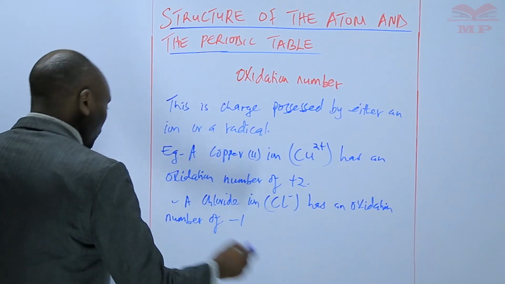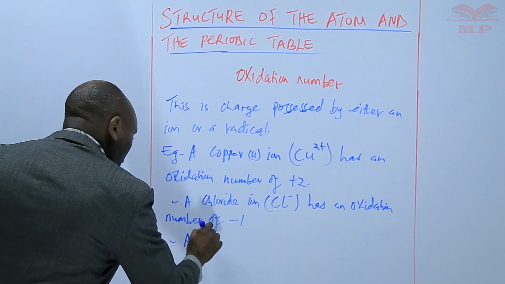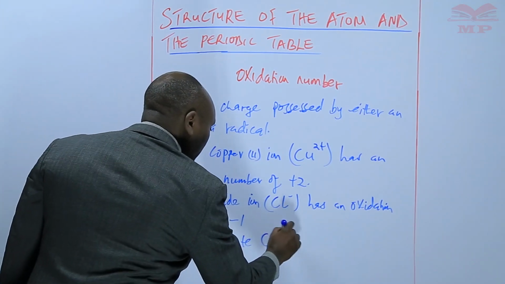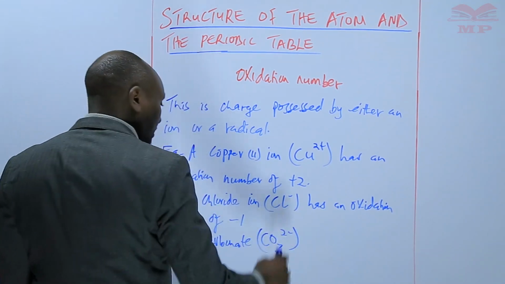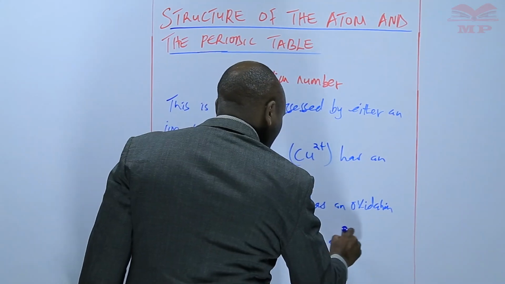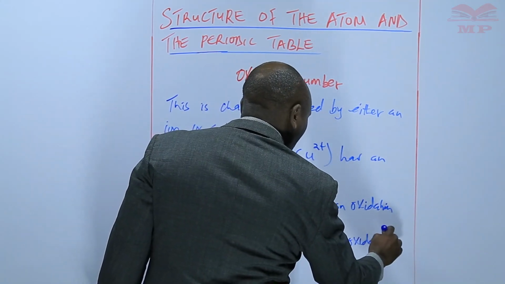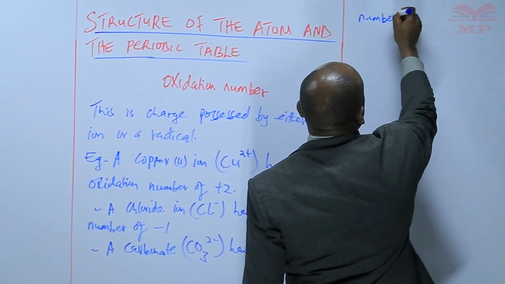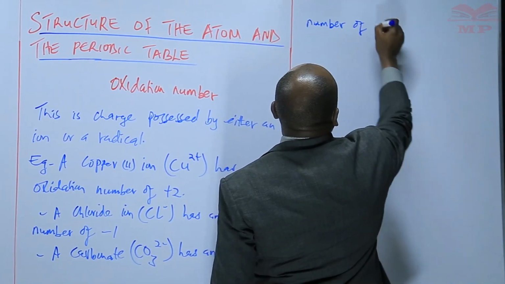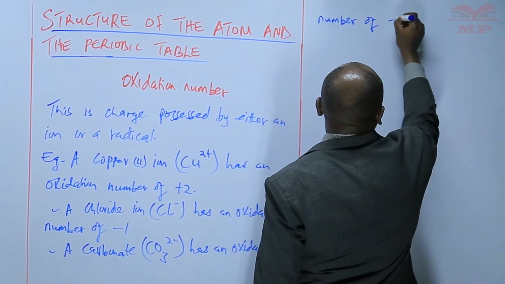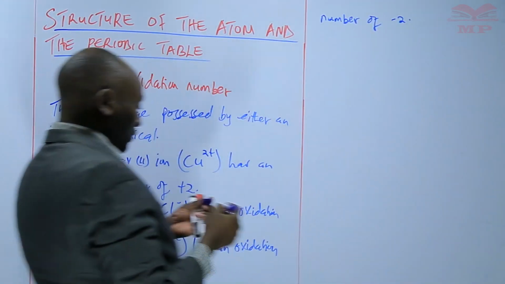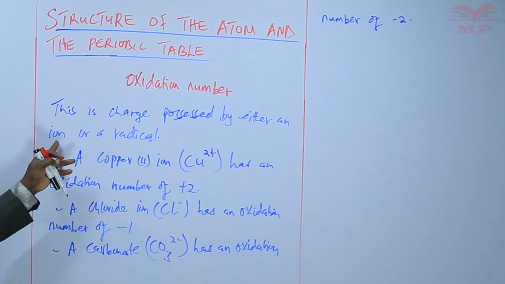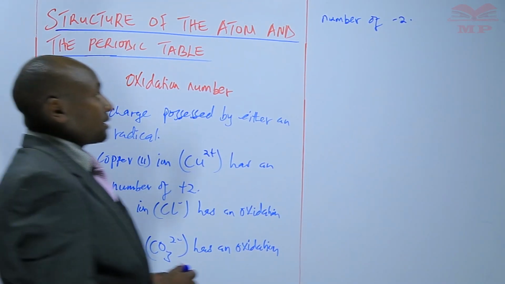If you take an example of a radical, like a carbonate, CO3 2-, this one has an oxidation number of -2. So oxidation number is the charge that is possessed either by an ion or a radical.